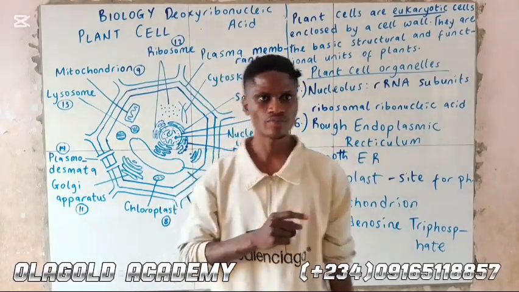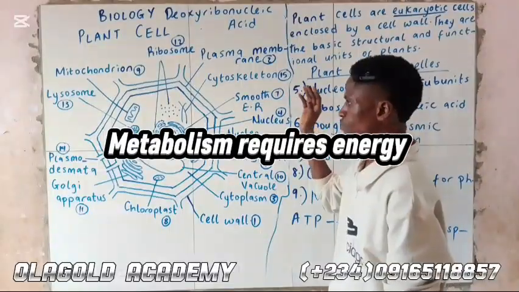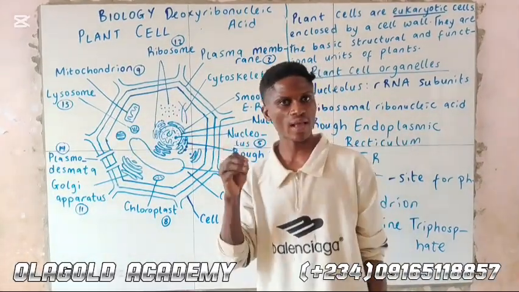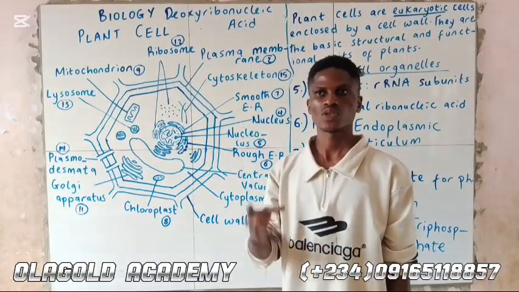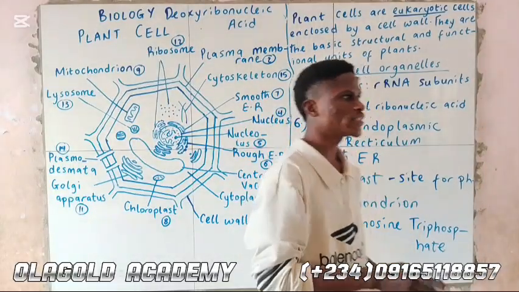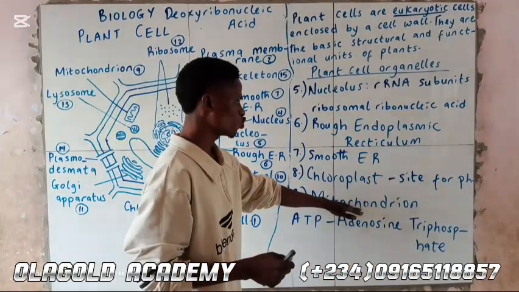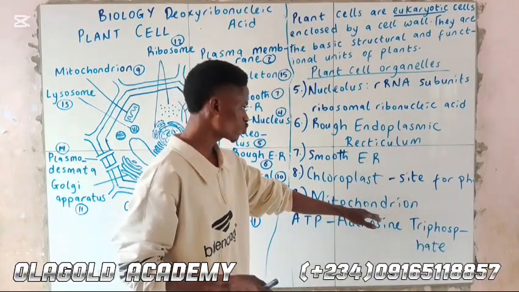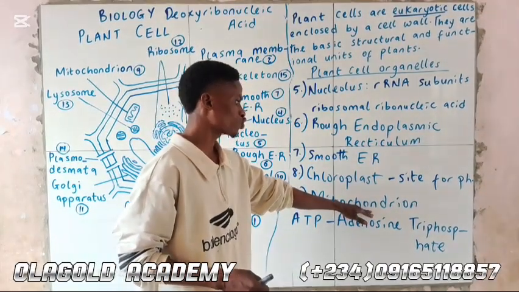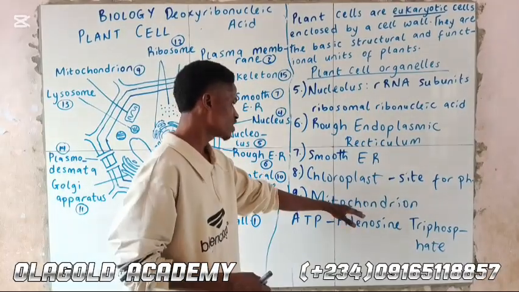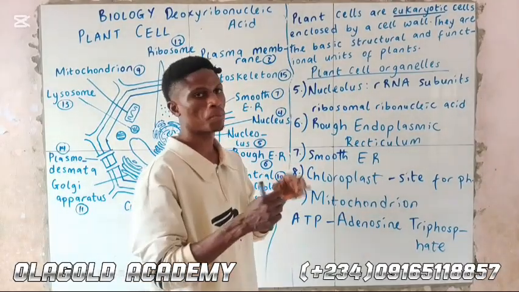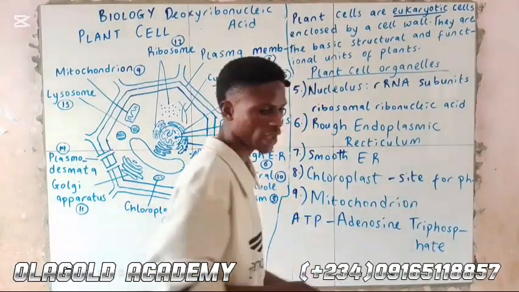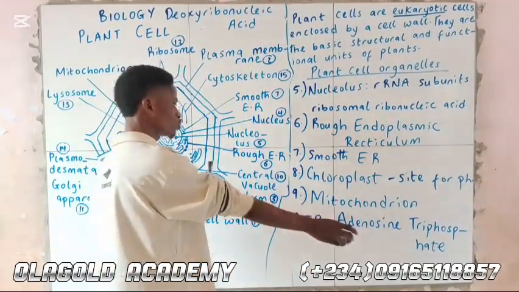And remember, all the metabolic activities in the cell require energy. So that energy is being supplied by the mitochondria or the mitochondrion. This is the powerhouse of the cell. This mitochondrion is the energy supplying house for the cell. That is number 9. That is the mitochondrion.